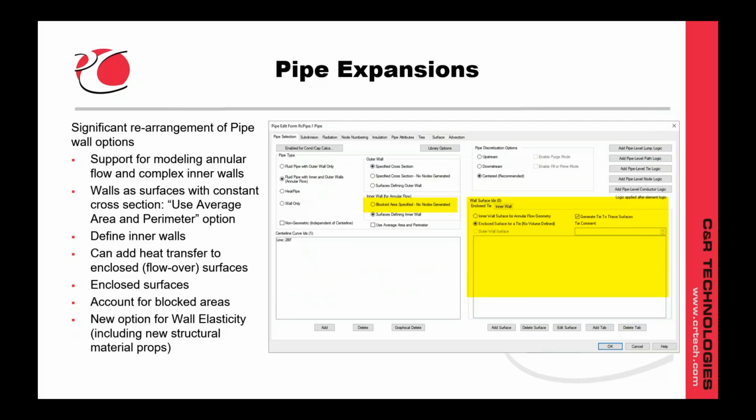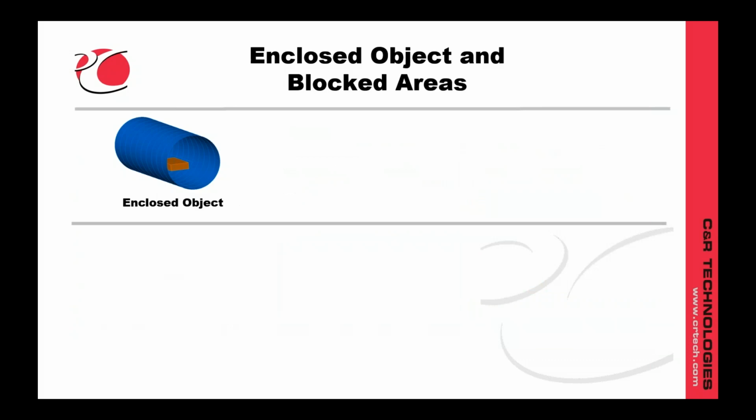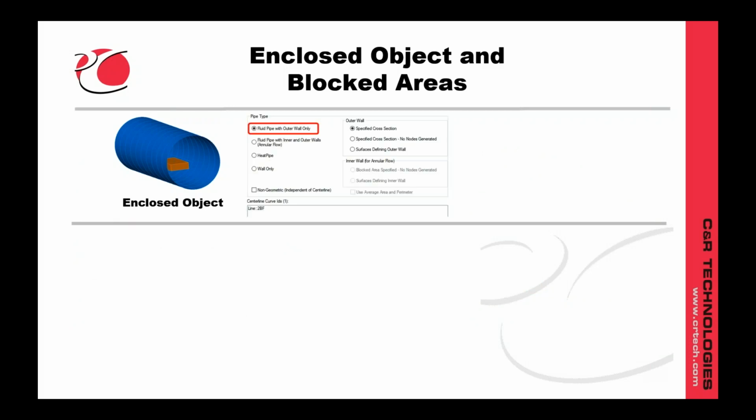And I want to point out that these new abilities to define inner walls and closed surfaces and blocked areas is sort of confusing to start with, but they're very powerful. So I want to quickly show you a few things that you can do with these. So here's an example of an object enclosed inside a pipe. In this situation, the heat transfer between the fluid and the object can be modeled.